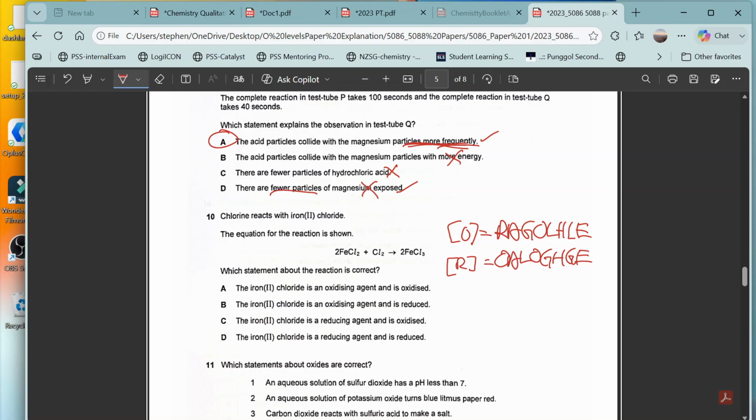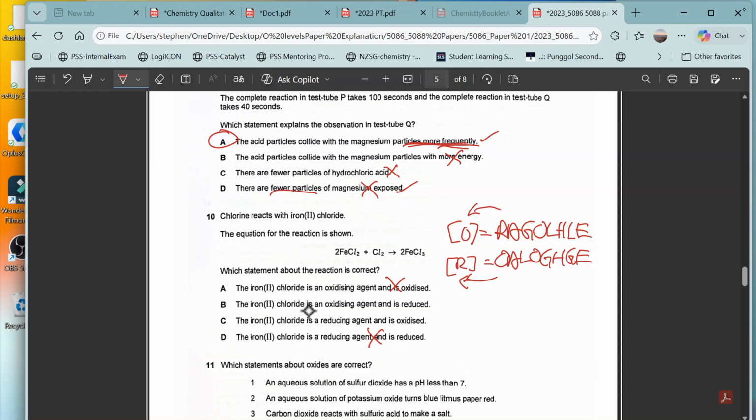Which statement about the reaction is correct? Oh dear. So is the oxidizing agent oxidized? Oxidizing agent opposite, right? So if you are oxidizing agent, you are reduced. Okay, not oxidized. So this one cannot be true, right? This one is wrong. I cannot say reducing agent is reduced. Reducing agent is oxidized. Oxidizing agent is reduced. Okay. Spend some time getting this. Okay, we're left with B and C.